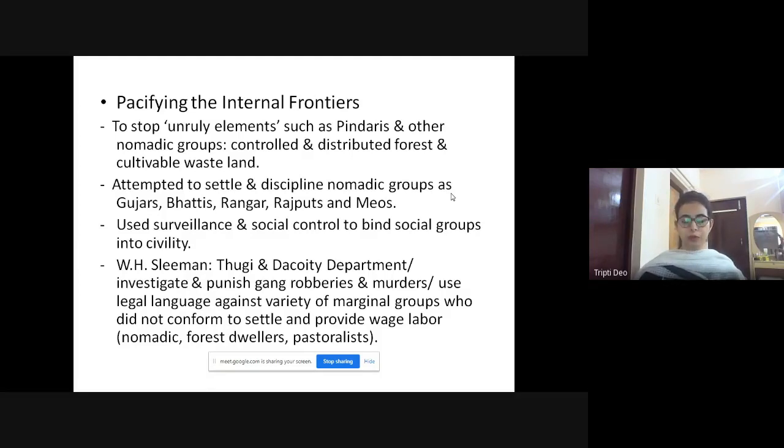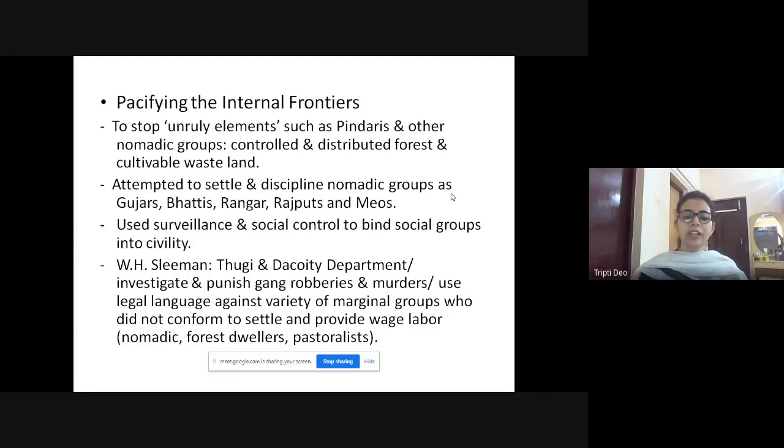Nomadic groups are groups who move from one place to another. They were considered unruly elements. And to control them, a certain area of forest and controlled cultivable wasteland was given so that they remain in that region. They were not allowed to move too much because that did not suit the British way of administration. The Britishers could not control a moving tribe, so they wanted that tribe to settle down in one place. And that disturbed the way a certain group had traditionally been living for a long time.